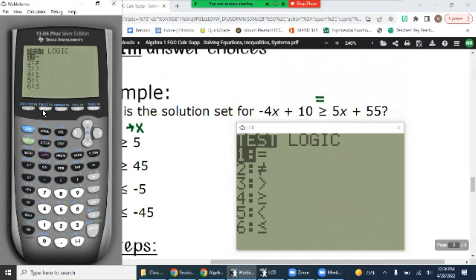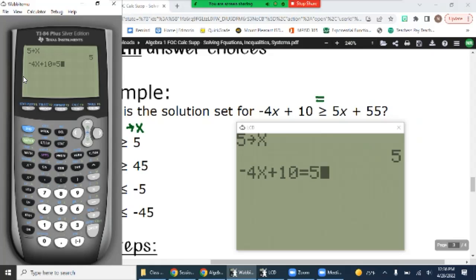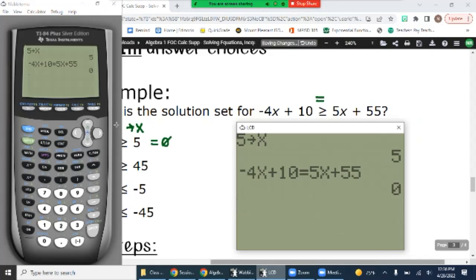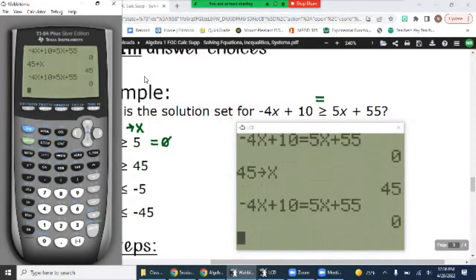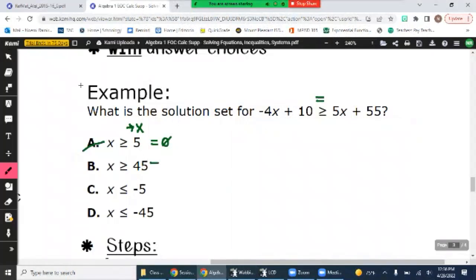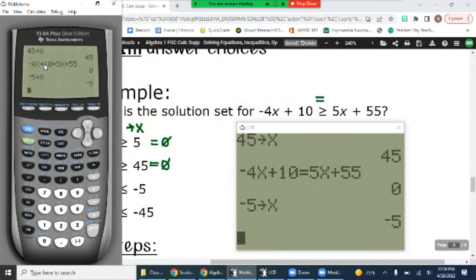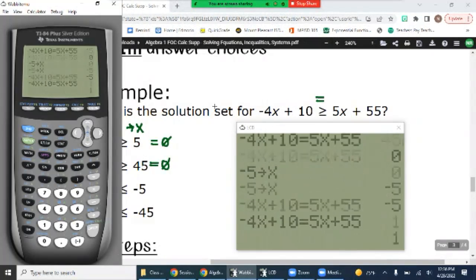So second, 5x plus 55. And that one gives us what? 0 equals 0. Not it. Next, 45. 45 store x. Enter, enter. That one gives us, not it. And -5, store x.